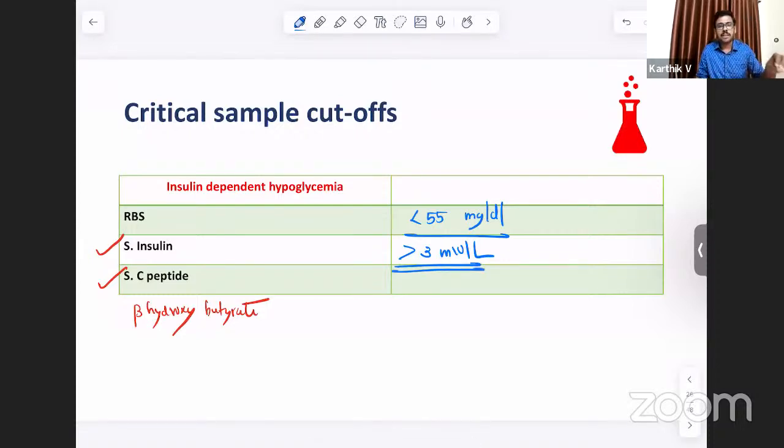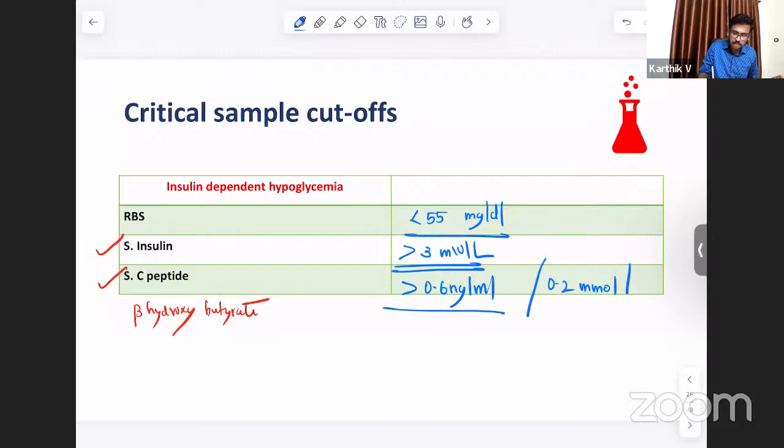To be frank, more than 3 is not very high. But in a patient with blood glucose of less than 55, your insulin should be near undetectable. So if you still have detectable insulin levels more than 3, that means your insulin is not getting suppressed, and it is the most likely cause for hypoglycemia. Then serum C-peptide levels should be more than 0.6 nanogram per ml, or if you are using nanomole per liter, more than 0.2 nanomole per liter.